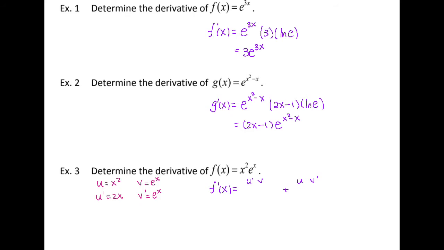Let's substitute in. u prime will be 2x, v will be e to the power x, u is x squared, v prime is e to the power x. And that's two terms with a common factor. They have x in common, they have e to the power x in common. What's left on the first term? You have a 2 left. What's left on the second term? You have x. Therefore, that's your differentiation.